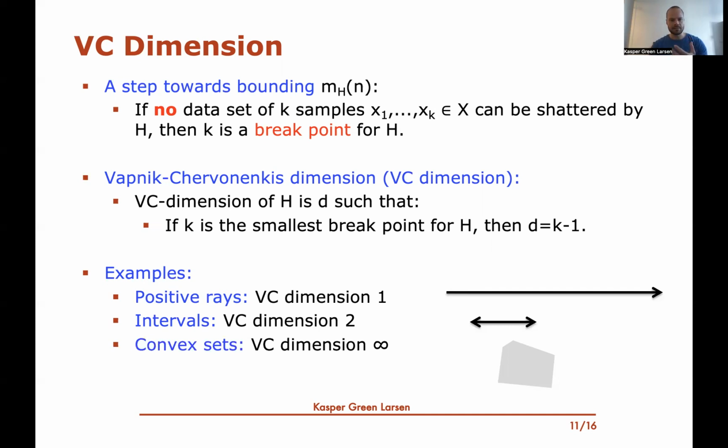The VC dimension of a hypothesis set is the D, such that D is the largest size of a set of samples that you can actually shatter. Okay.